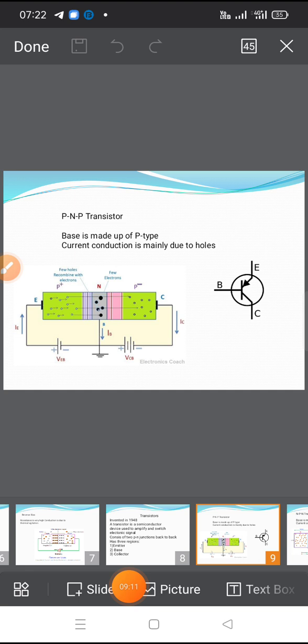This slide shows the PNP transistor. When a thin layer of N-type semiconductor is sandwiched between P-type semiconductor, the result is the formation of a PNP transistor. Similarly, when a P-type area is sandwiched between two N-type semiconductors, we have an NPN transistor. PNP and NPN transistors and their circuit symbols are as shown in the figure.